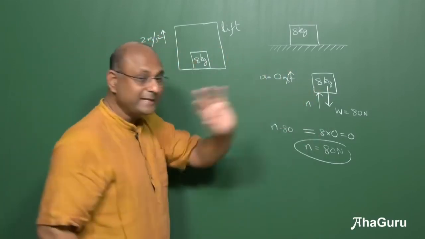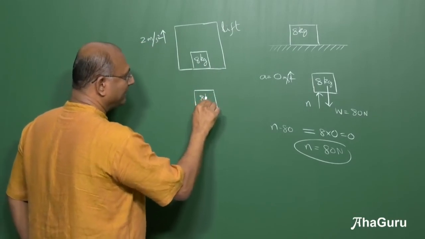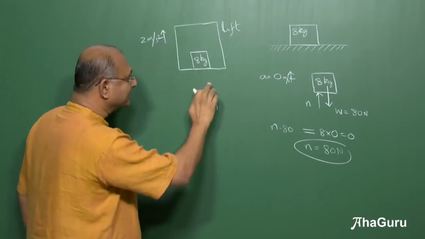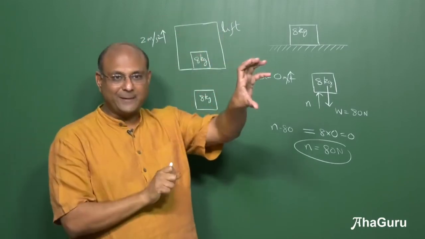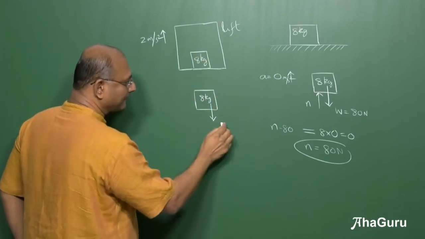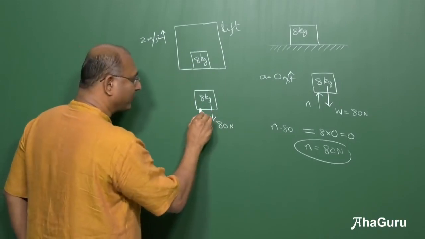Now I am going to draw the same diagram, the free body diagram. Free body basically means you don't draw the floor or the lift, just separate the body as if it is in space. But mark all the forces on the body. What is this force? 80 newtons. What is that? That was the weight. And what is this force?